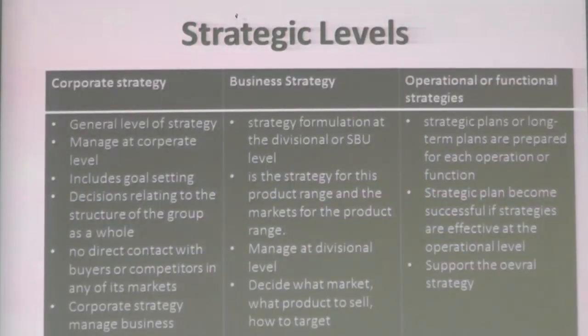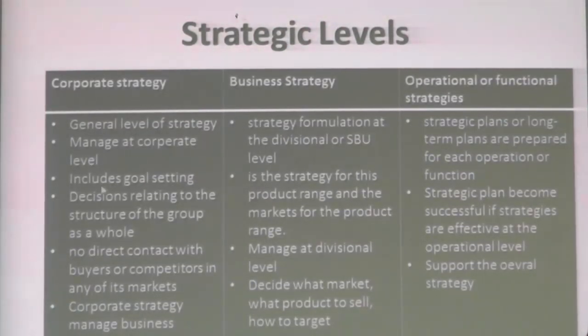So, what are the strategic levels? There are 3 levels: corporate strategy, business strategy, and operational and functional strategies. Let us talk about the comparison given here. The corporate strategy is the general level of strategy. At the corporate level, this is what you take as the head of the institute or organization, and manage at the corporate level.